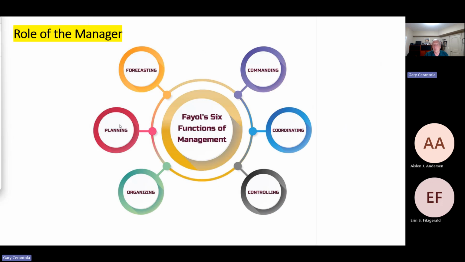So again, Henry Fayol, 6 functions of management. That's where it came from. So keep that in mind, Henry Fayol, right? Those are the 6. And then from there, a lot of offshoots of information come out. So that's where it started.